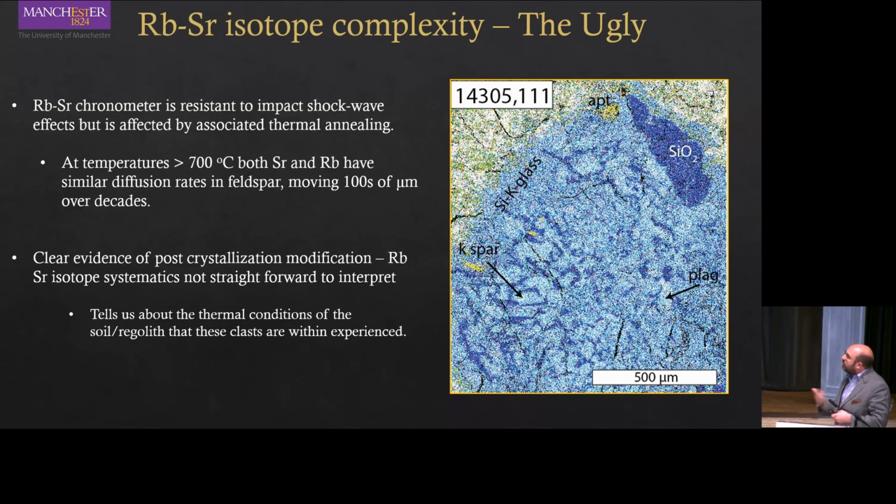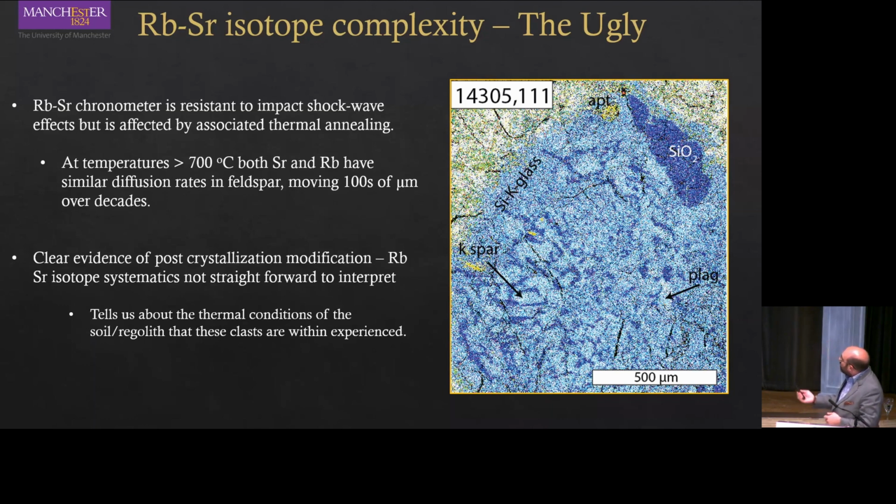While the rubidium-strontium chronometer is resistant to shock, it's not so resistant to shock wave effects like pressure effects. It is quite susceptible to modification by temperature. In fact, at quite low temperatures, you can start to diffuse rubidium and strontium on hundreds of microns over decades, even at temperatures as low as 700 degrees. By virtue of these clasts being incorporated into breccias and into soils, they have undoubtedly seen quite a bit of thermal annealing in their history. And I think we can see that in quite a few of the samples that we've investigated in our study.